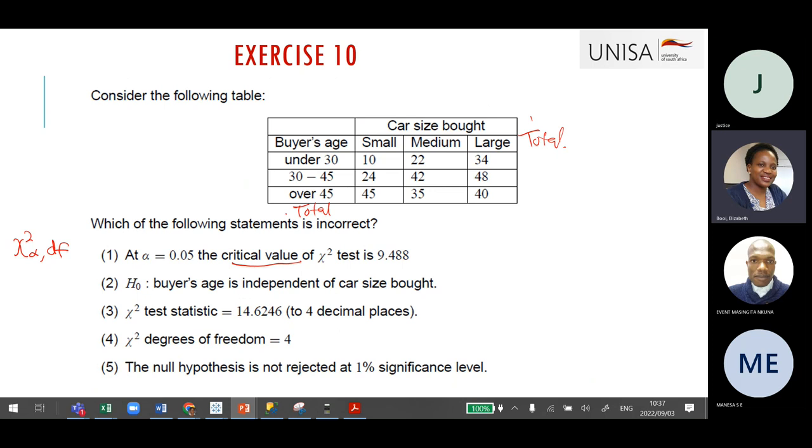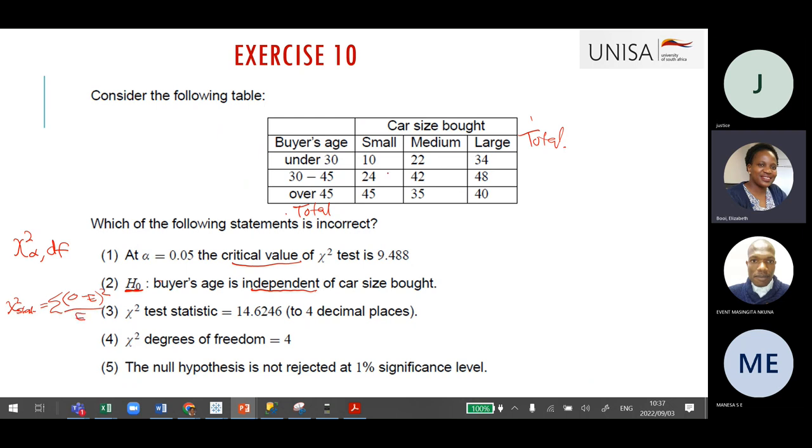So the last question, you just need to calculate your chi-square degrees of freedom and your alpha to find your critical value. And number two is just stating the hypothesis testing, looking at whether it is the null hypothesis and relating to the statement that they have given you. Number three is to calculate the chi-square test statistic, which is the sum of your observed minus your expected squared divided by your expected.